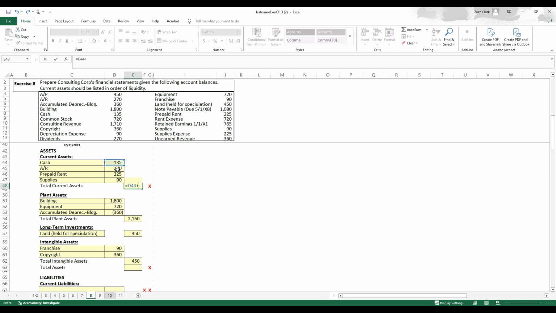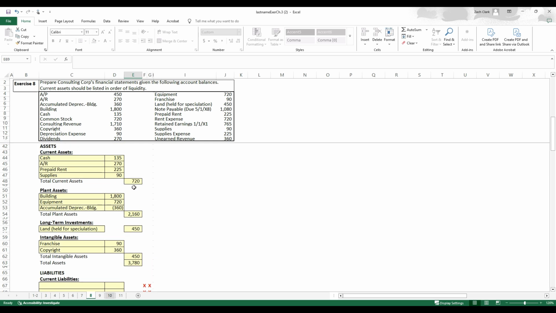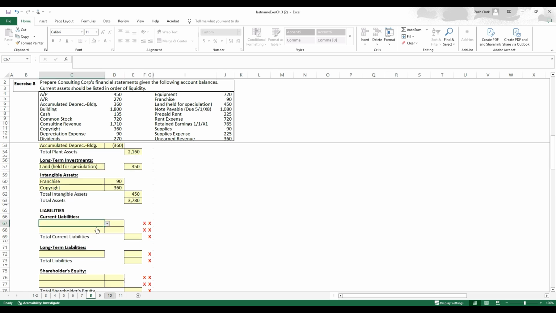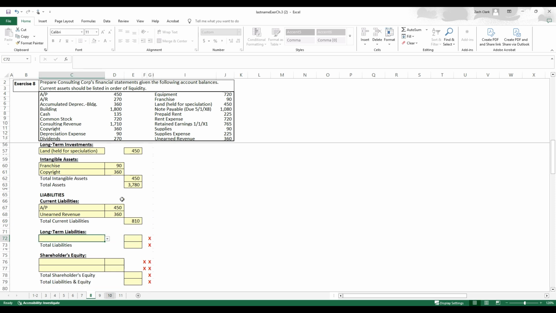Okay, let's add together all these amounts. There we go. Now let's add all our totals up for assets, and we got our assets. Okay, let's look at our liabilities now. So AP is usually always the first one, and liabilities most soon to be paid, if you want to think of it that way. Unearned revenue is another common current liability. Let's put that in, and we've got our unearned revenue portion is 360. Boom, add those together. Okay, our long-term liabilities.